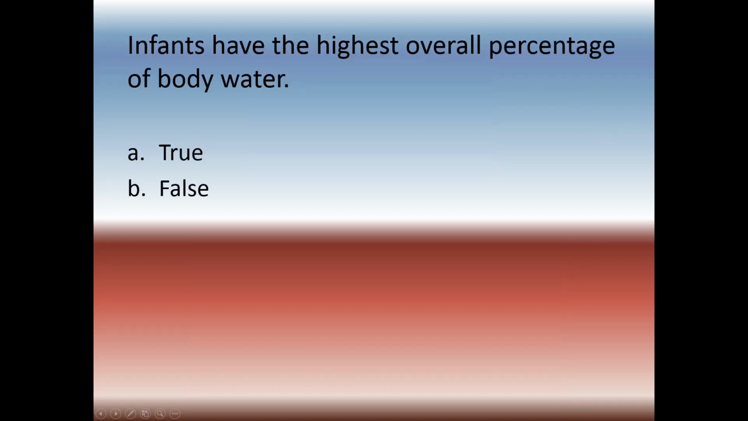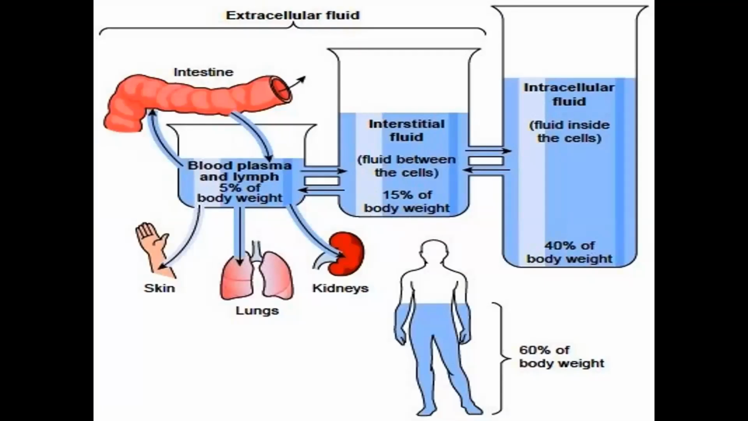So infants have the highest overall percentage of body water, true or false? And that is true. Yes, we said that babies or infants are about 70 to 80% water. So to recap, about 60% of our total body weight is water. About 40% of our body weight is inside of the cells, and we have about 20% of our body weight outside the cells. The extracellular fluid compartment consists of the interstitial compartment, which is between the cells, and the plasma that's within our blood vessels.